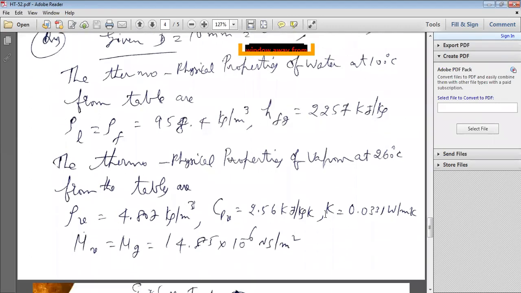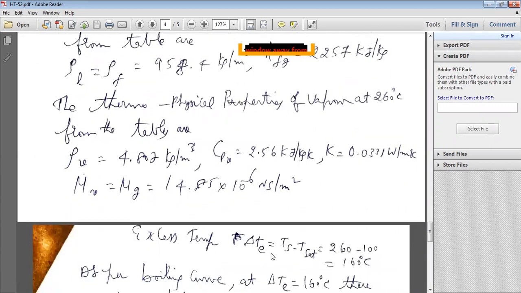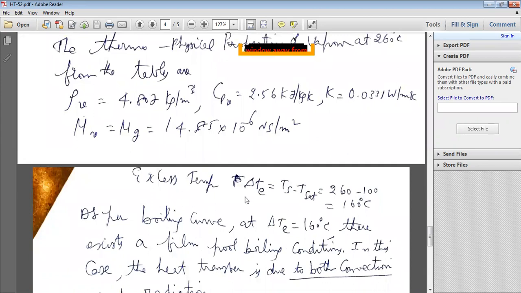2257 kilojoules per kg. And thermophysical properties of water vapor at 260 degrees centigrade: rho V is 4.807 kg per meter cube, Cpv 2.56 kilojoules per kg Kelvin, thermal conductivity k 0.033 watt per meter Kelvin, and dynamic viscosity of the vapor 14.85 times 10 power minus 6 Newton second per meter square. So excess temperature delta T: surface temperature 260 given, saturation temperature at atmosphere 100 degrees.